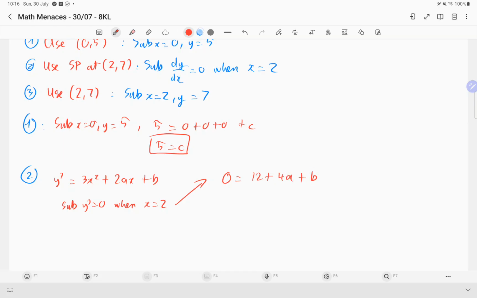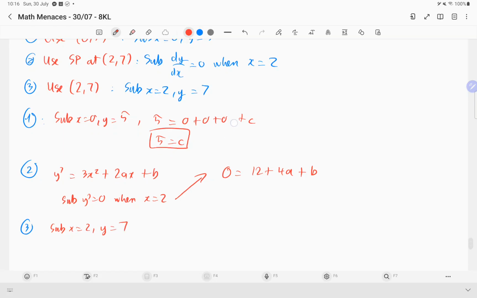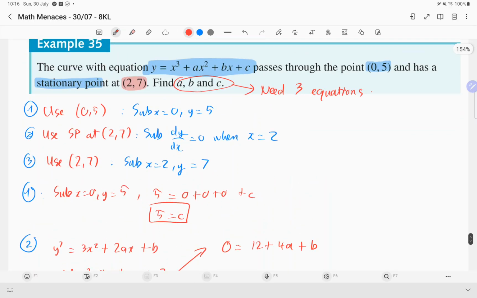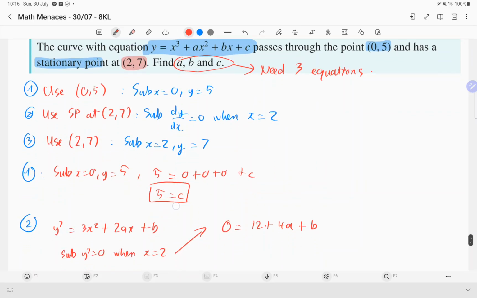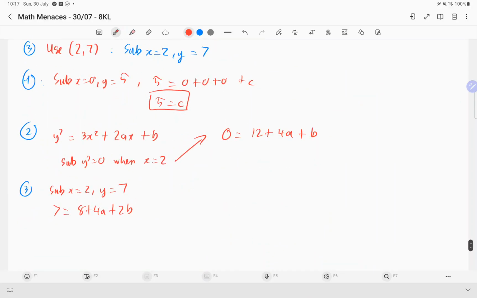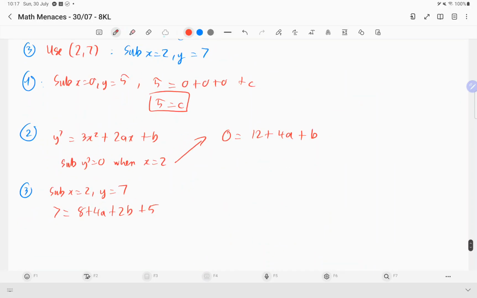Okay? And then step number 3, right, is when you would substitute x equals 2 and y equals 7. Alright, so then we would get 7 is equals to 8 plus 4a plus 2b, and then plus c, which is 5. Okay, so you get 2 equations now.